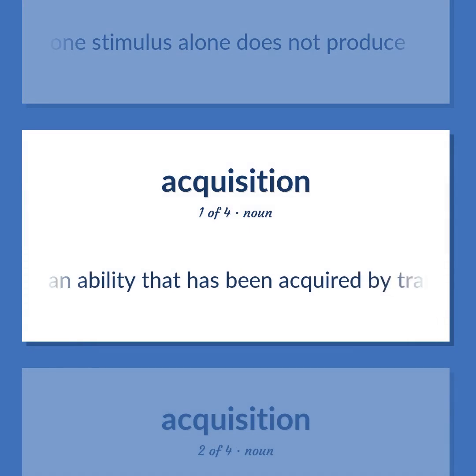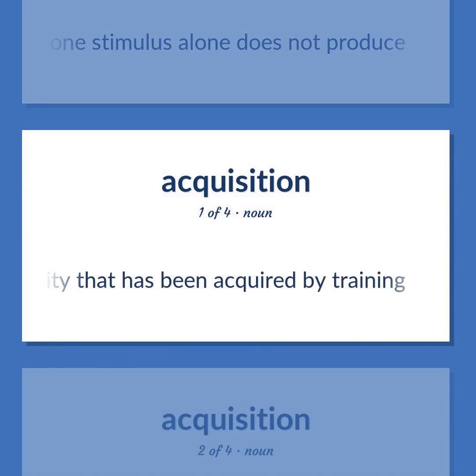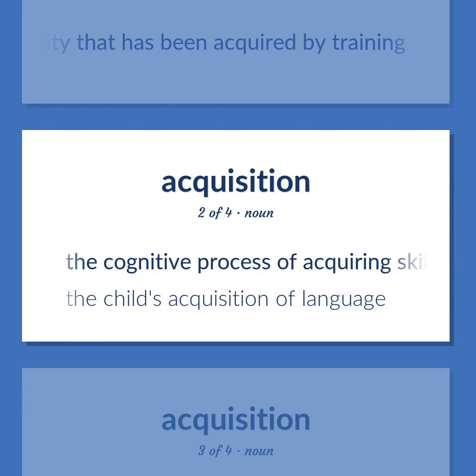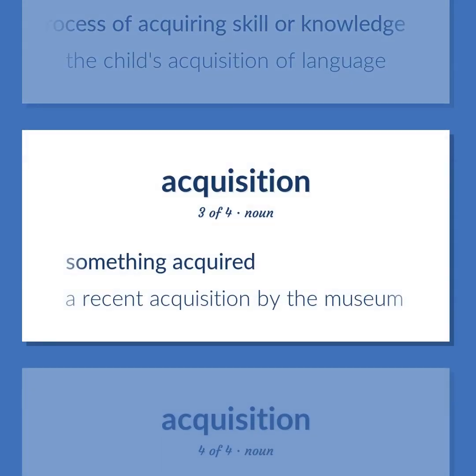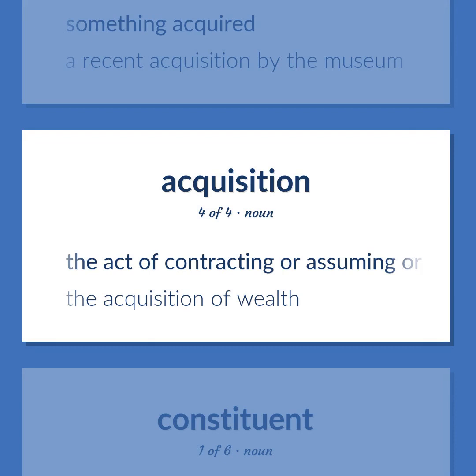An ability that has been acquired by training. The cognitive process of acquiring skill or knowledge. The child's acquisition of language. Something acquired. A recent acquisition by the museum. The act of contracting or assuming or acquiring possession of something. The acquisition of wealth.